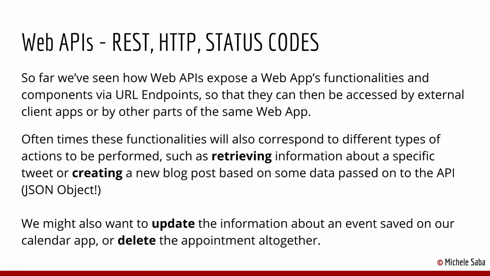So far we've seen how web APIs expose the web app's functionalities and components via URL endpoints, so that they can then be accessed by external client apps or by other parts of the same web app. Oftentimes, these functionalities will also correspond to different types of actions to be performed, such as retrieving information about a specific tweet or creating a new blog post based on some data passed on to the API, of course with a JSON object. We might also want to update the information about an event, for example, saved on our calendar app, or maybe delete the appointment altogether.